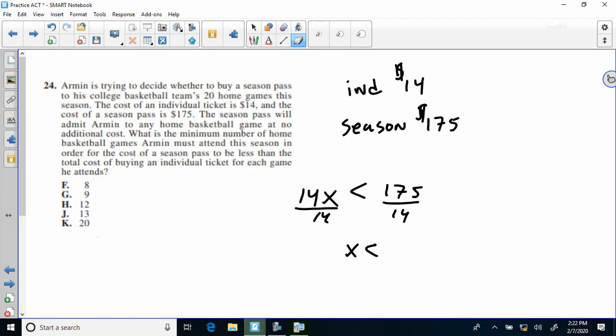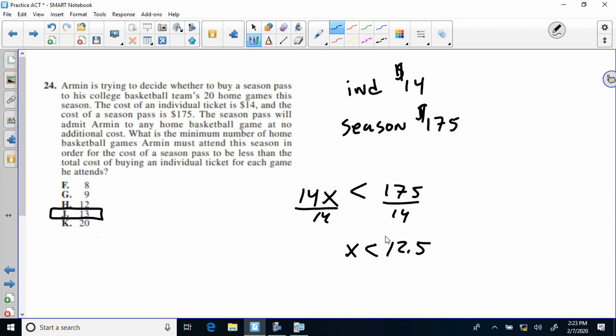I wrote that wrong on my paper. So he'd have to do less than 12.5 games, but can you pay for half a game? No, you have to pay the ticket to enter the whole game. So you'd have to be less than 13, which means he'd have to have 13 games to make his season ticket worthwhile. Otherwise, if you only go to 12 games, then you want to buy individual tickets because it would be cheaper.